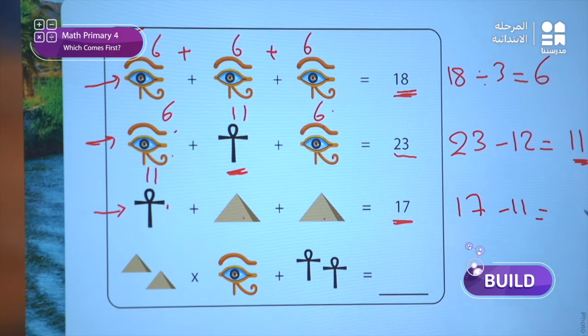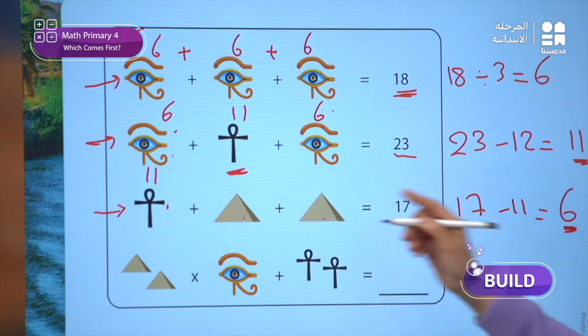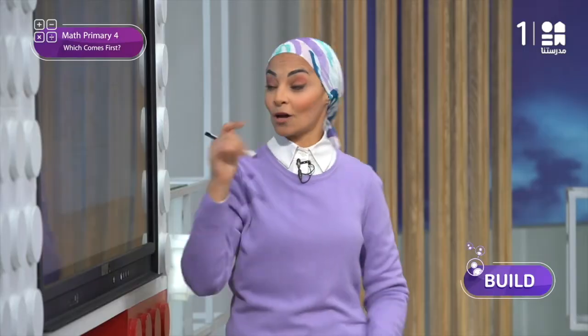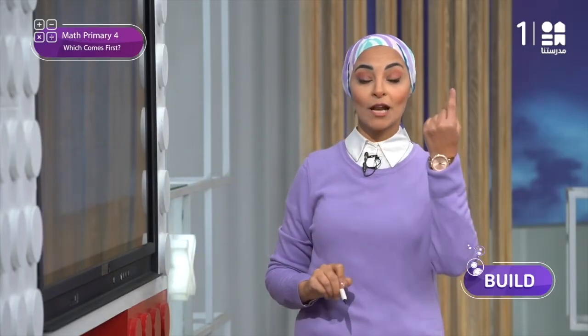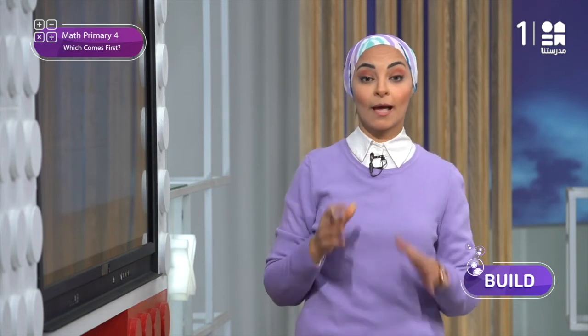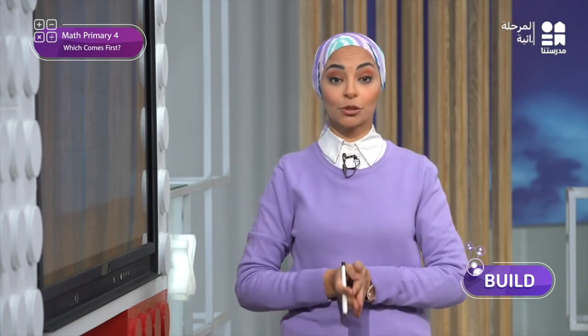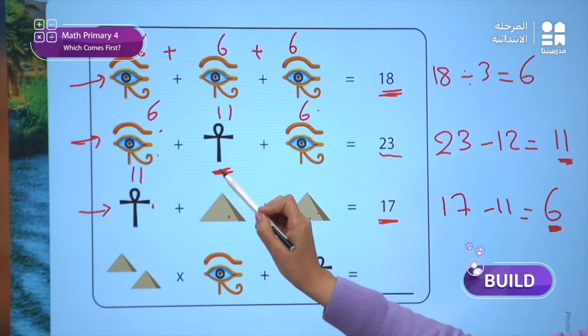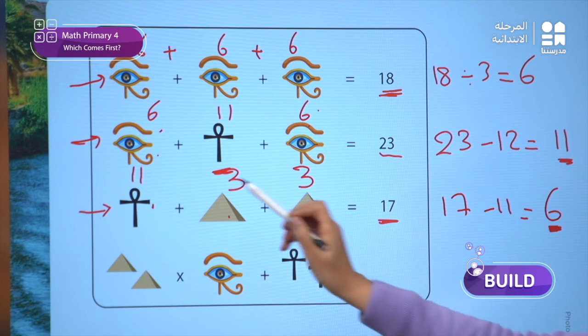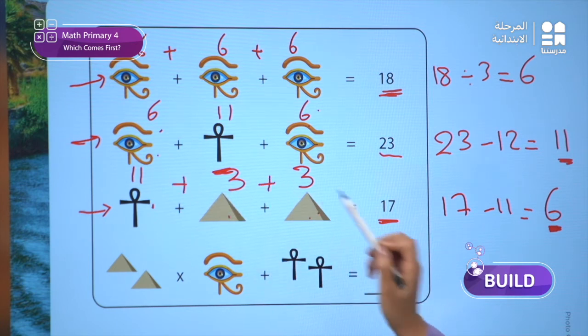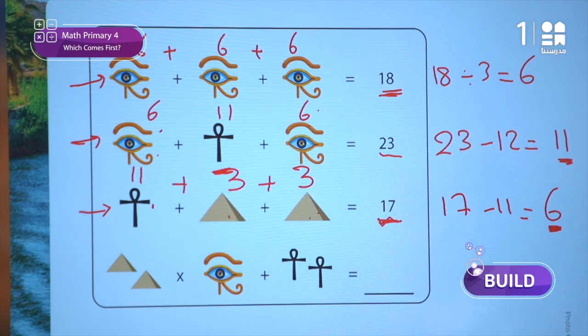Of course, the answer is 6. Now, is this 6 the value of 1 pyramid or of 2 pyramids? Of course, 6 is the value of 2 pyramids. So the value of each pyramid equals what? I will do 6 divided by 2. So 6 divided by 2 gives me 3. So the value of each pyramid is 3. And if I add 11 plus 3 plus 3 gives me 17.